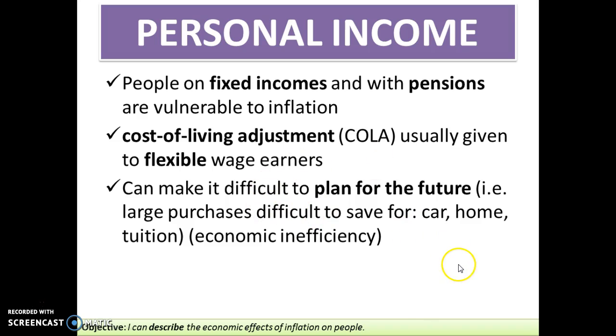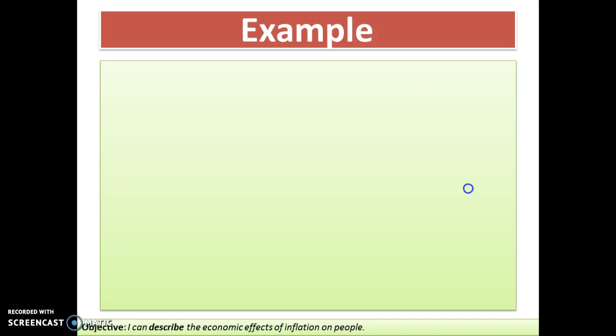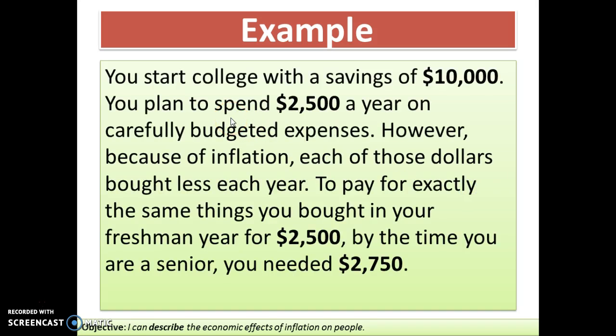It makes it difficult to plan for the future. It makes it difficult to plan for a car, home, tuition, and it can lead to economic inefficiency and instability. And so lastly, one example of this is you start college with savings of $10,000. And if you plan to spend $2,500 a year, you're going to use up that $10,000 after 4 years. But because of inflation, each of those dollars buys less every single year.